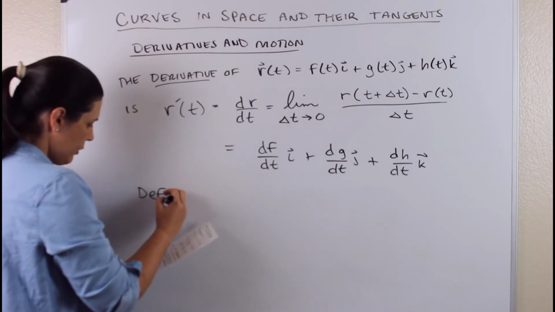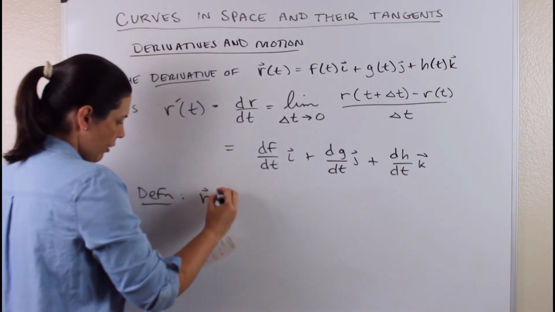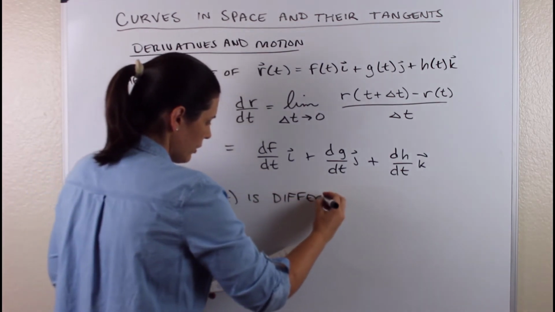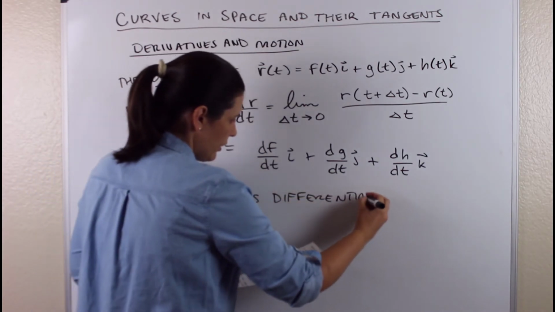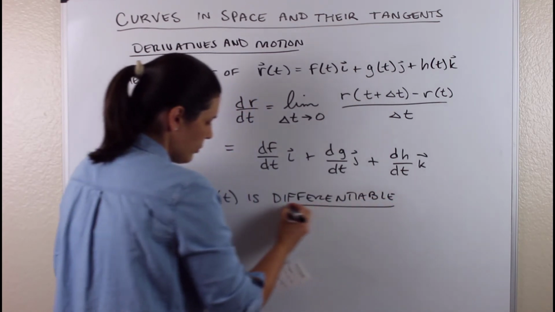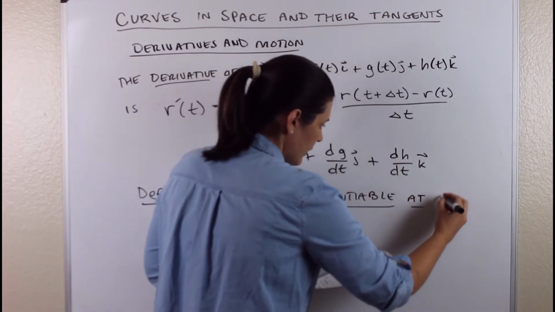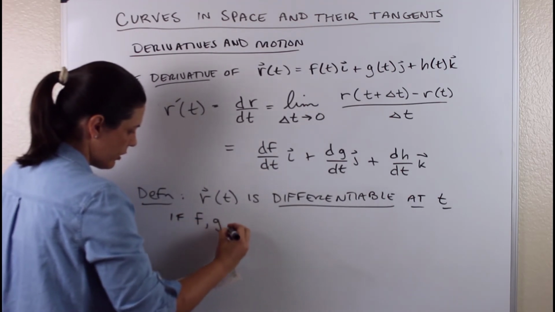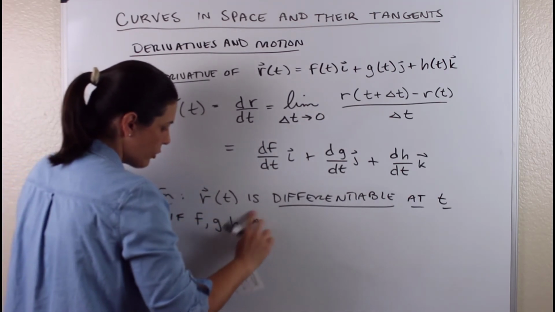So let me give you another definition real quick. r of t is differentiable. This vector function is differentiable at t if your component functions f, g, and h have derivatives at t.